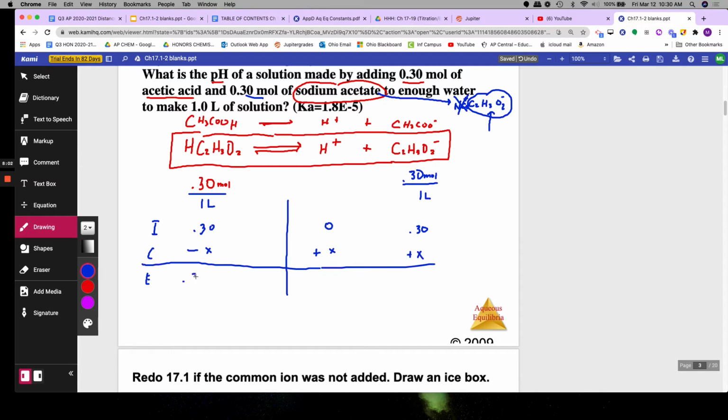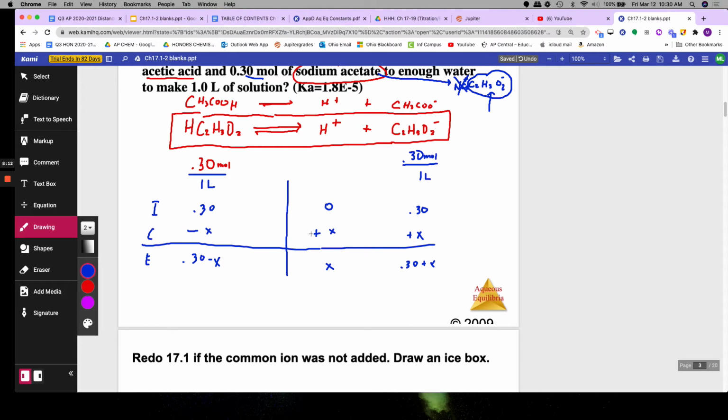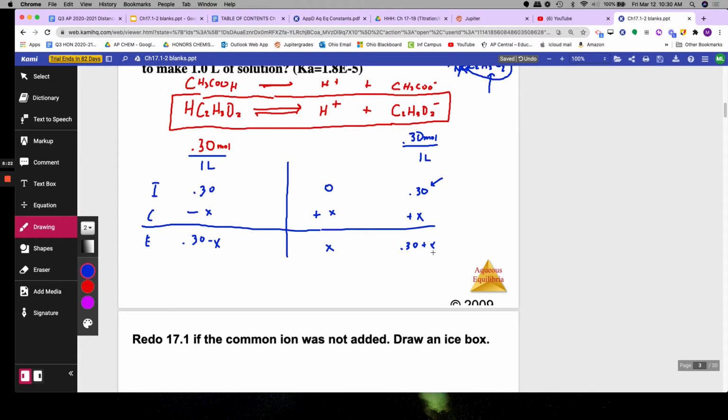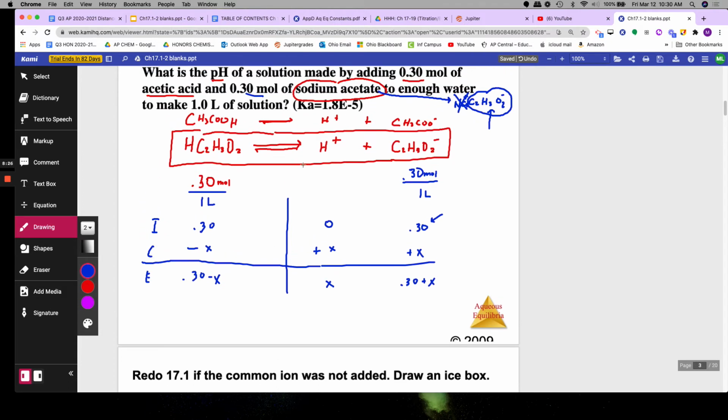So it's going to be 0.30 minus x, x, and 0.30 plus x. Okay, so before, in the last chapter, you just put a 0 there because you didn't have any common ions. But now you do, so you just put 0.30 right there. Okay, so then you're going to do the equilibrium expression.